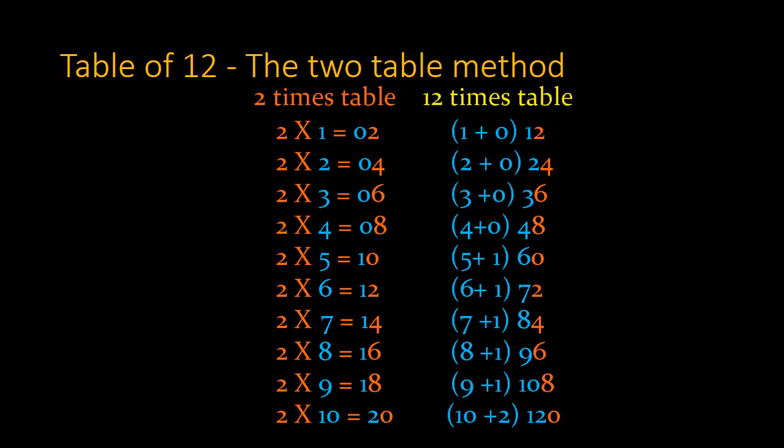And once the kid is conversant with this pattern, he'll not need to actually write it down on paper. He can do it mentally. So you can use either of the two methods, and I feel using these methods will make learning the table of 12 a lot easier.